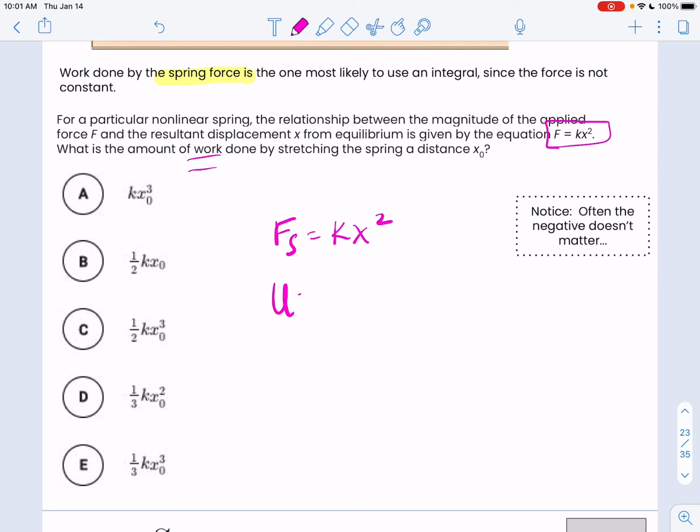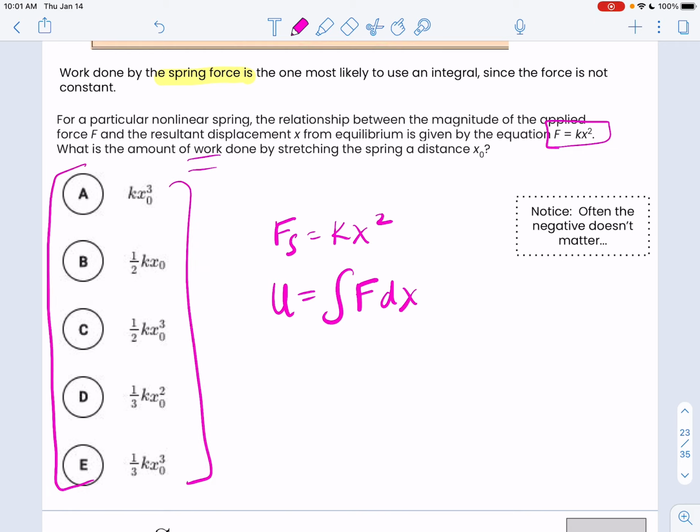So we know that the energy is the integral of the force, okay? And so here, do you notice nothing's negative? The negative isn't really going to matter in most cases, all right? So don't pay too much attention to it, but you're just going to see in this case that you have to integrate that, okay? So I'm going to integrate kx squared dx, all right?